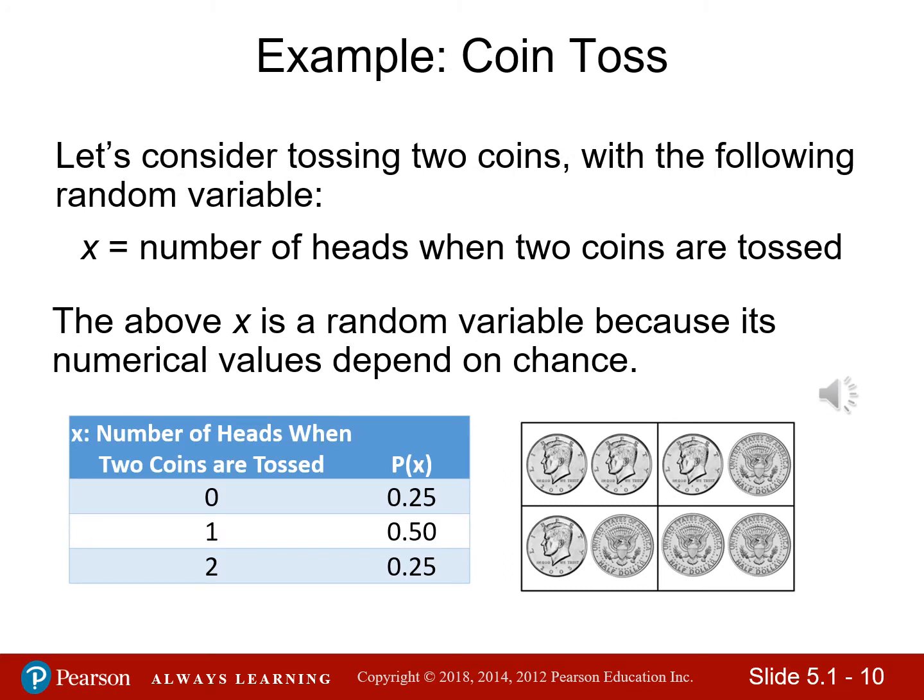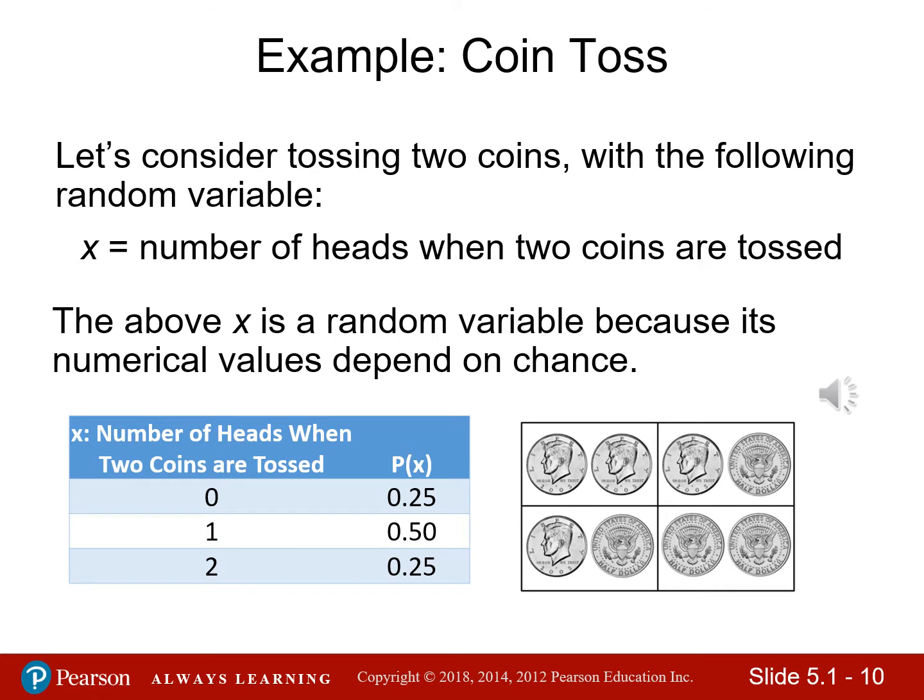Let's consider an example where we're tossing 2 coins with the following random variable, where x equals the number of heads when we toss our 2 coins. Here we say that x is a random variable because its numerical values depend on chance. When we toss 2 coins, we have 4 possible outcomes when we're looking at the number of heads. One outcome would be 0 heads, where we would have 2 tails. So the probability of 0 heads would be 1 out of 4, which would be 0.25.